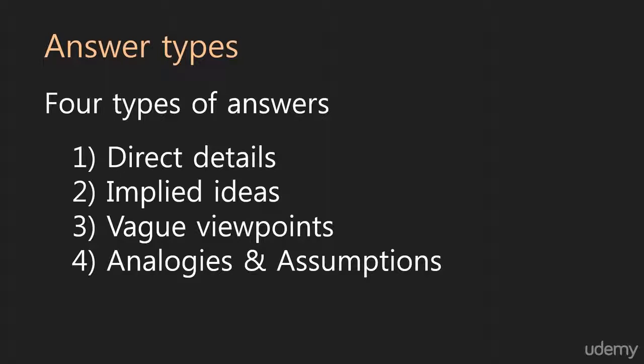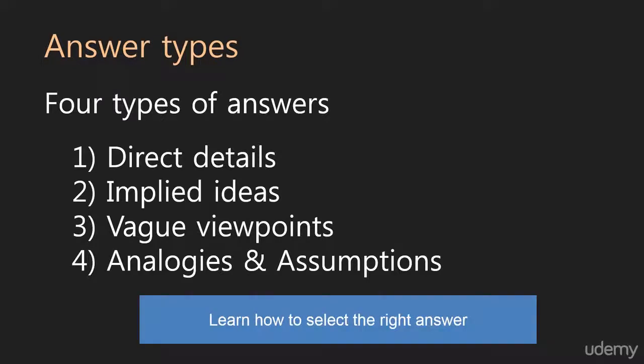Vague viewpoints are broad answer choices. For example, this paragraph describes a phenomenon. What's a phenomenon? What's a description? And analogies and assumptions are a little bit specific. They're very specific points, but we'll get to that. There aren't many which are like this, so it's just a kind of a bonus section, if you will. All right. So when you know the four answer types, you're going to learn how to select the right answer.